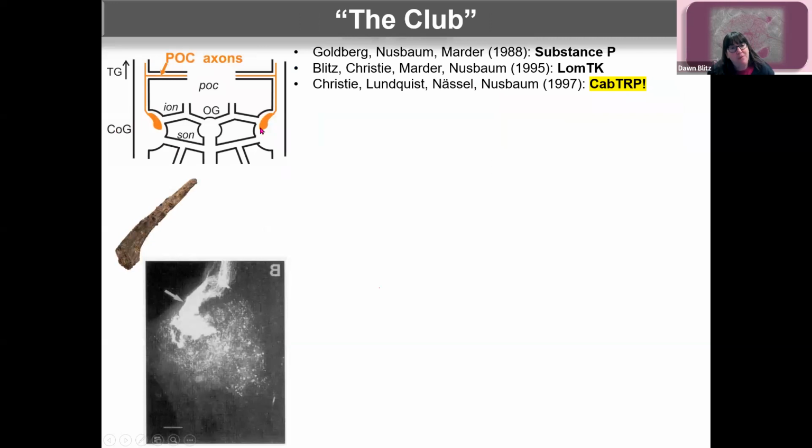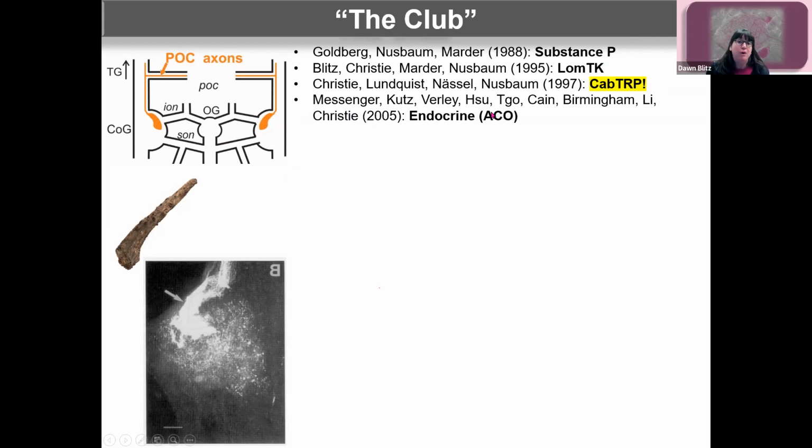So some of you may remember that before they were called the POC axons or POC neurons, they were called the club, because this first paper in '88 used substance P immunoreactivity to identify this club-like structure. And then my very first project with Mikey, we looked at a locust-related peptide. So these are all in the tachykinin family. And again, the immunoreactivity looked like this club structure. Andy Christie, a postdoc with Mikey in collaboration with Dick Nossel, finally identified the native peptide, which is Cancer borealis tachykinin-related peptide 1A or CABTERP.